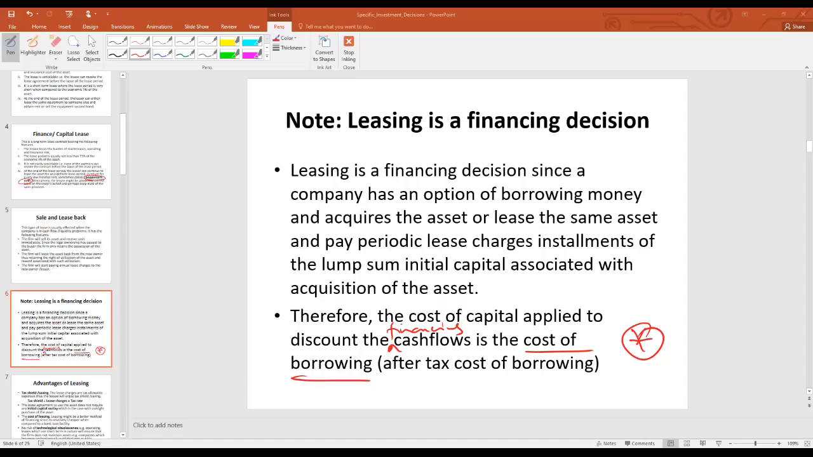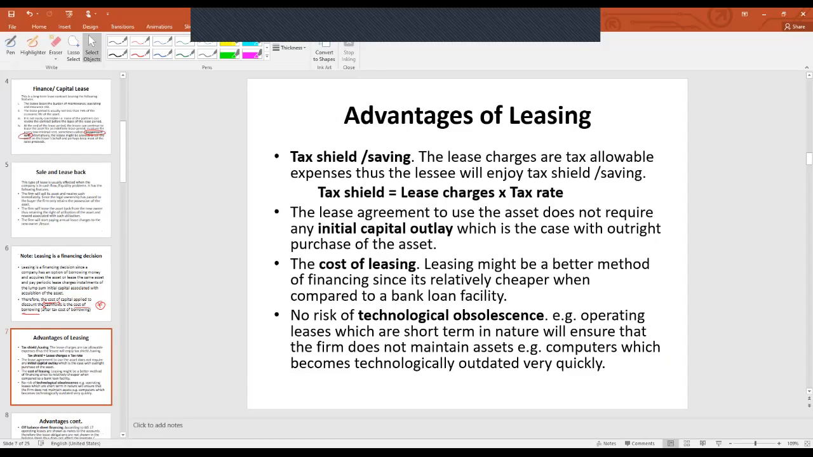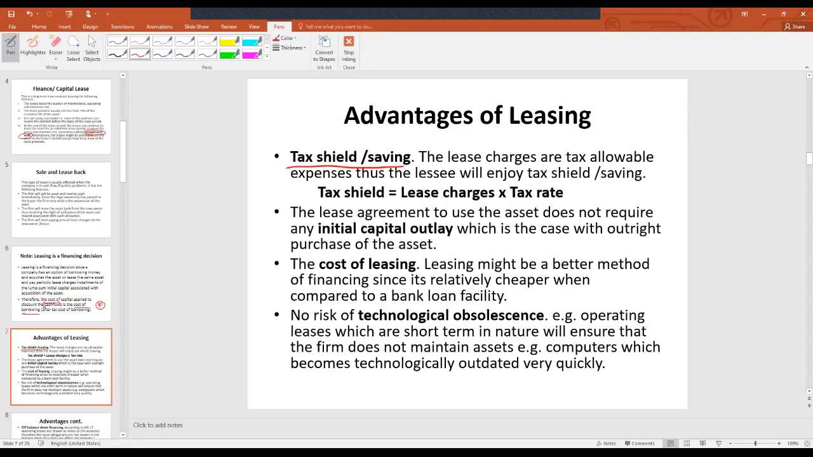Yes. Great. Now, what should we lease? Okay, is there any advantage you get from leasing? Of course, there are advantages that we get. One of them definitely is the tax shield. Okay, there's tax saving. Don't forget the lease rental you pay is a tax deductible expense.